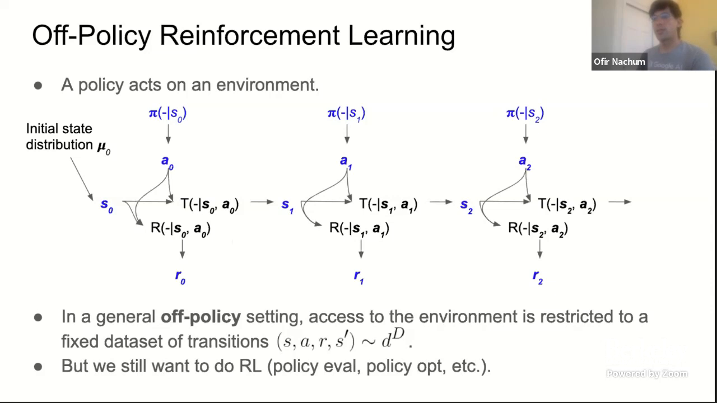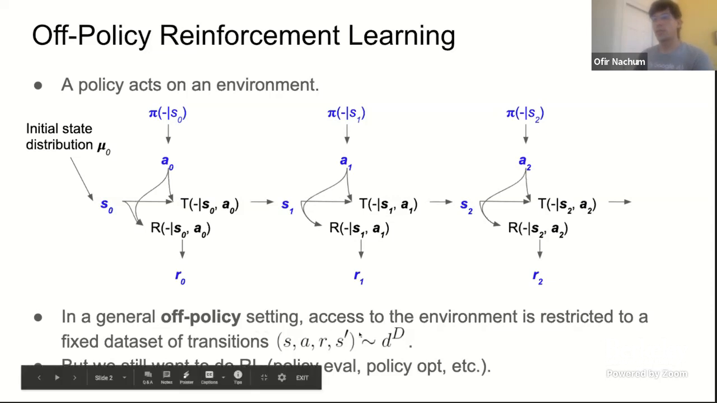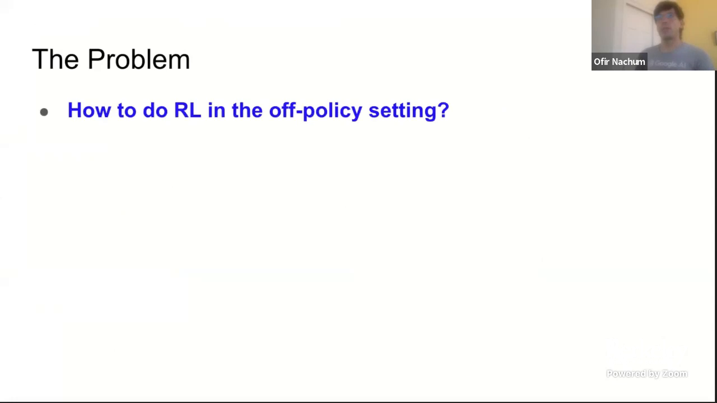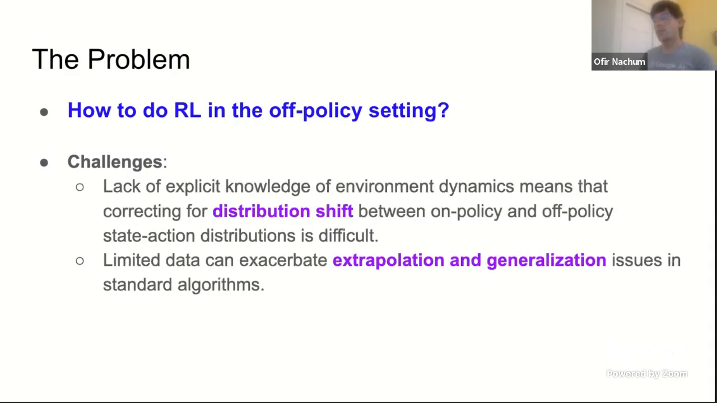But in this setting, we still want to do some sort of reinforcement learning, some sort of policy evaluation, policy optimization, or other things. And so the problem is, how do we actually do these things? How do we do reinforcement learning in this off-policy setting? There are a number of challenges presented by this setting. In this talk, I'll focus on two of them, which arguably are related, but for now, I'll just talk about them as two different problems.